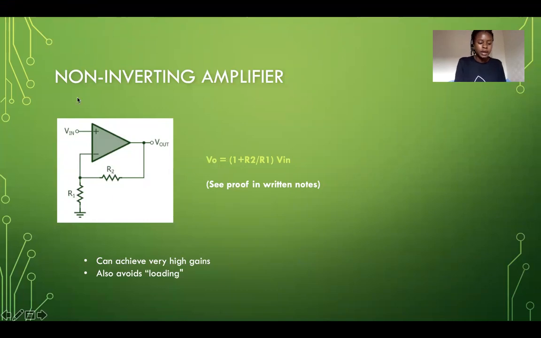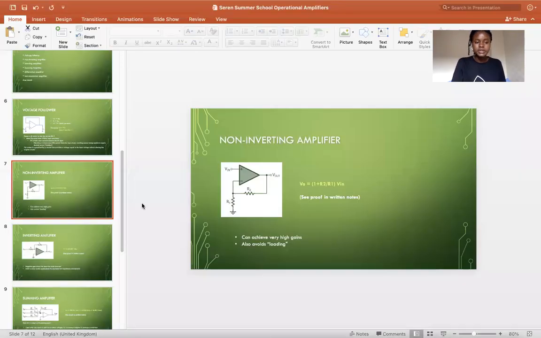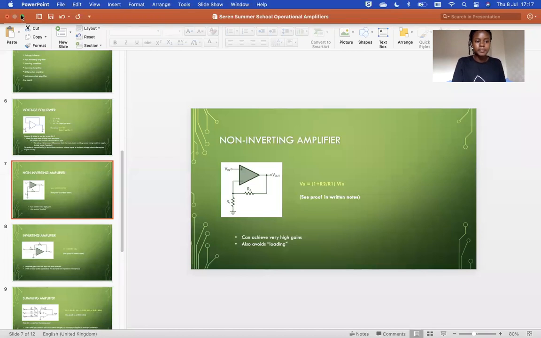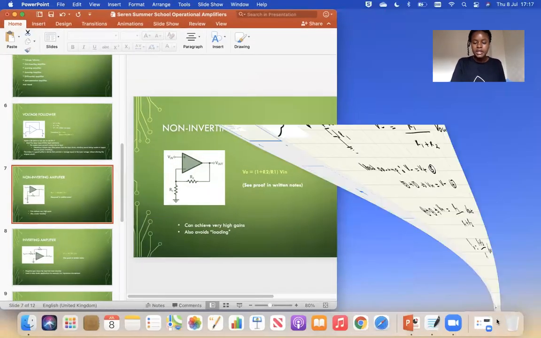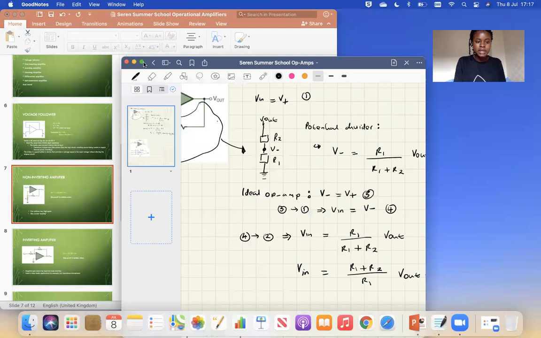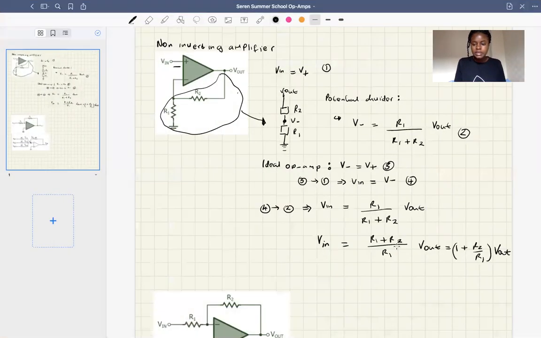Sorry, I just realized that when I rearranged, I didn't change my subscript. Just make that clear so I don't confuse anyone. So we've got V out here, because we're rearranging for V out there. This should be V out, and this should be V in, and this should be V in.